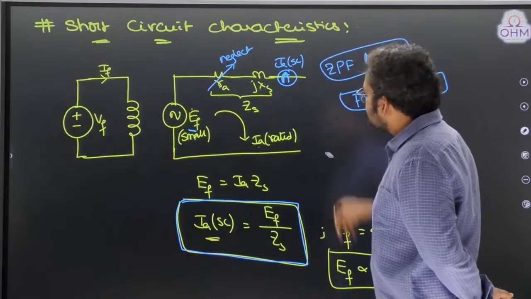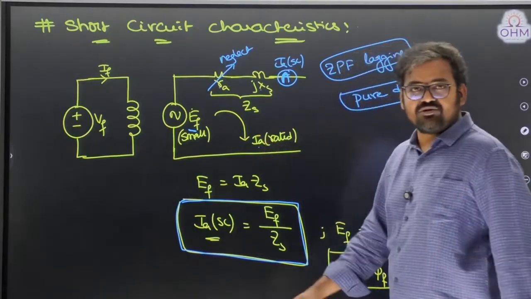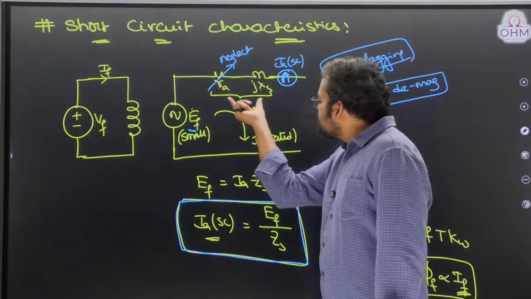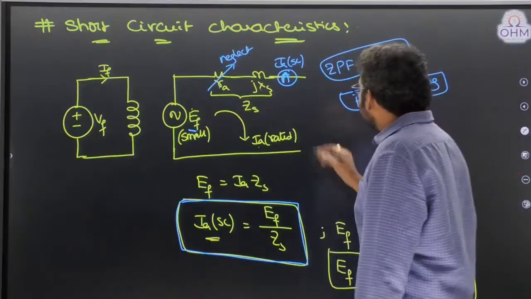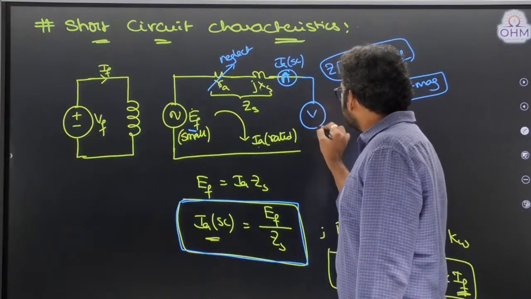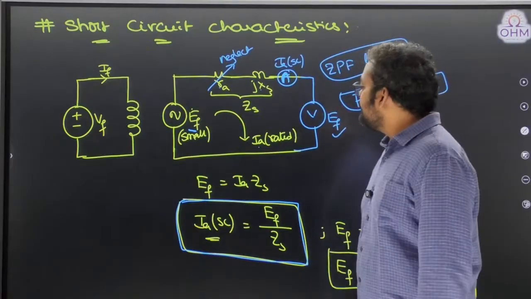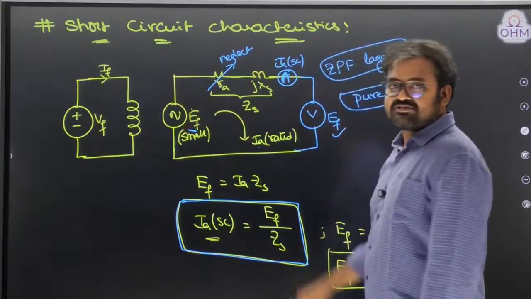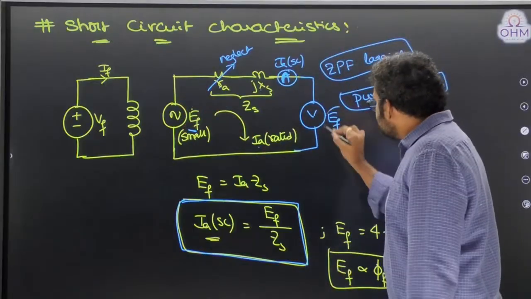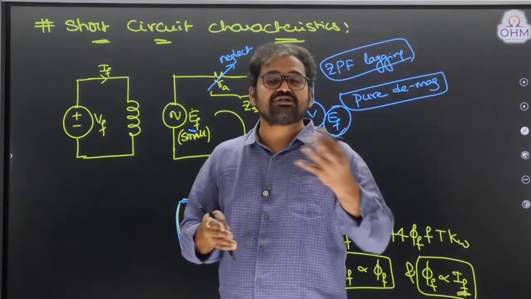Open circuit the terminals. When I open circuit the terminals, what happens to current? Zero. When current is zero, there is no drop in this impedance. If there is no drop in the impedance, now you can connect a voltmeter here. This will directly measure EF, because there is no drop in the impedance, so EF will directly appear at the terminals. That means this EF must be measured when the circuit is open circuited.